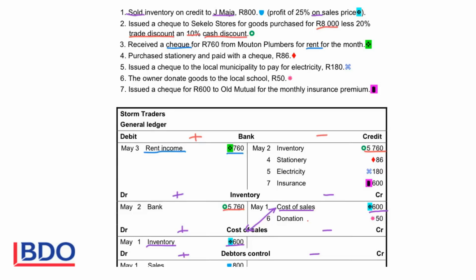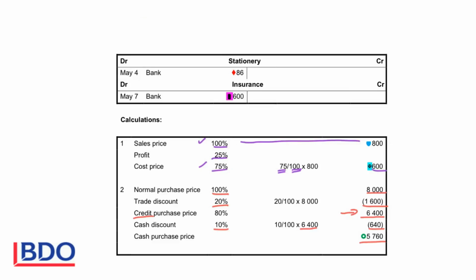Purchased stationery and paid by check. The one entry will be in the stationery account. We take money out of the bank, so the double entry will be in the bank account. The bank account will be credited to reduce the money in the bank, and the stationery account will be debited with the 86 Rand. Stationery is an expense. Expenses increase on the debit side and decrease on the credit side.